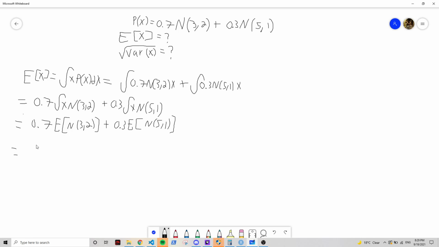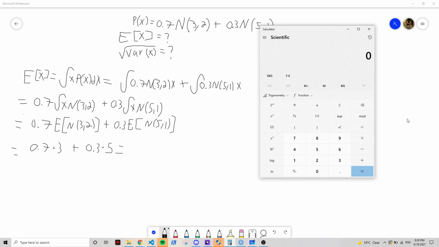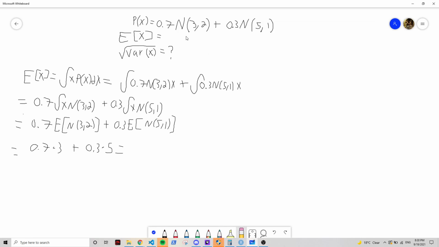which finally boils down to 0.7 times 3 plus 0.3 times 5. And if I pull out a calculator here, this is 0.7 times 3 plus 0.3 times 5. This is 3.6. So 3.6 is our expected value.